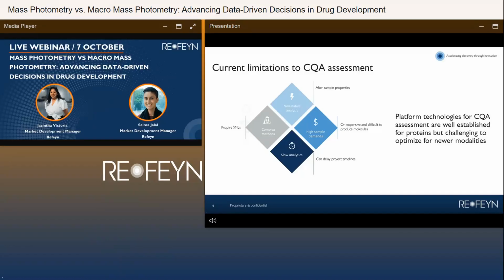Or in mRNA analysis, where capillary electrophoresis and HPLC methods are typically run in denaturing conditions, which involves altering sample properties before analysis. So you might not have an idea of the true purity profiles of your molecules from these analytical methods. Or in the case of AAV analysis, in this space, AUC methods are typically used for empty-full analysis, but AUC methods are slow and complex and typically require a subject matter expert or outsourcing, which can then delay project timelines by days to weeks.